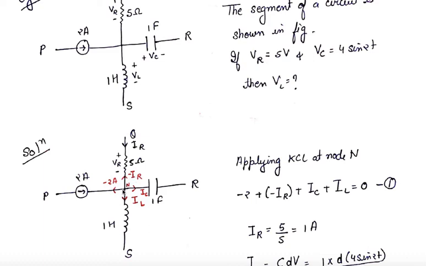So applying KCL at node N, which is at the center. This is minus 2 because this current is going inside the node. Then minus IR because this current is also going inside the node. Then plus IC because we have marked this current in the opposite direction. If it were wrong, it would come out with a negative sign, but no problem. And IL as leaving current, then plus IL, that would be equal to 0.